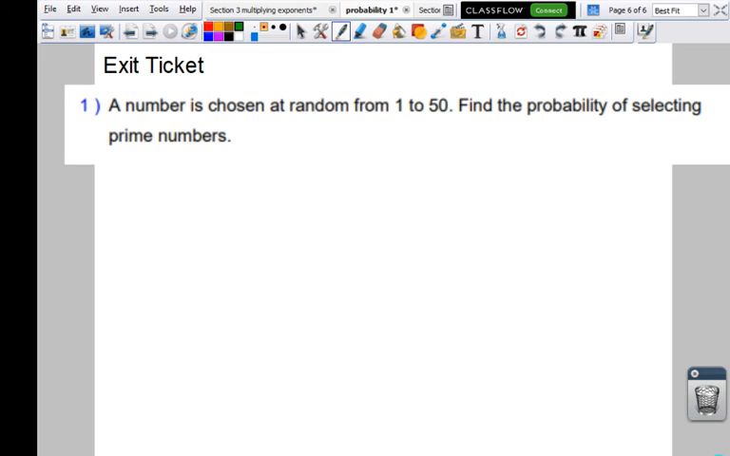9, 10, 11, 12, 13, 14, 15, 16, 17, 20, 21, 22, 23, 24, 25. Hey guys, it's 25. But be careful. What is it out of? Out of 50. So take away half. 25, 24, 23, 22, 21, 20, 19, 18, 17, 16, 15. It's 15. Okay. So figure out the probability. Yeah. 15 out of 50.